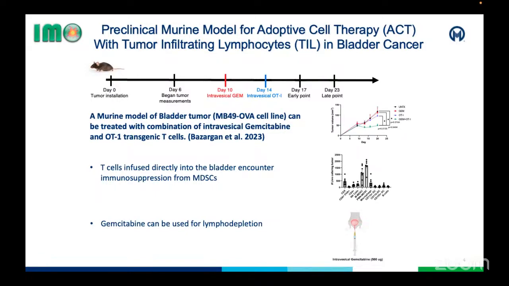And so this is the timeline of the experiments they did. On day 0, they instilled the cancer cells. They started to take measurements by day 6, the chemotherapy was given on day 10, and immunotherapy was given on day 14. We've included days 17 and 23. Those were days where histology information was collected about these mice.